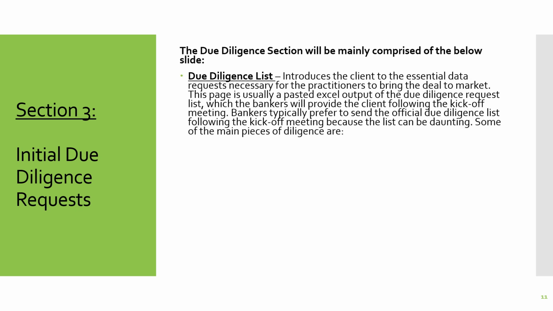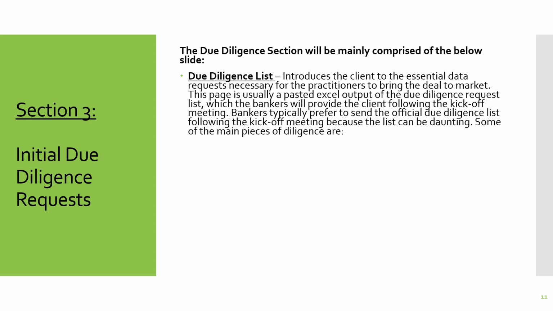Section 3, initial due diligence requests. This section will be comprised of the below slide, the due diligence list. It introduces the client to the essential data requests necessary for the practitioners to bring the deal to market. This page is usually a pasted Excel output of the due diligence request list, which the bankers will provide the client following the kickoff meeting, if they have not already. Bankers typically prefer to send the official due diligence list following the kickoff meeting because the list can be daunting.